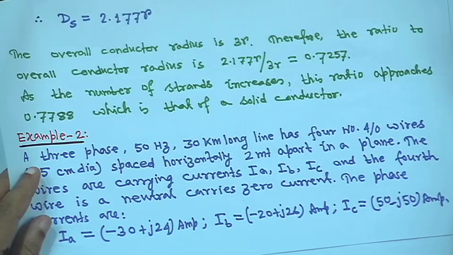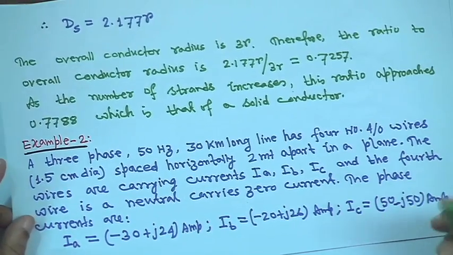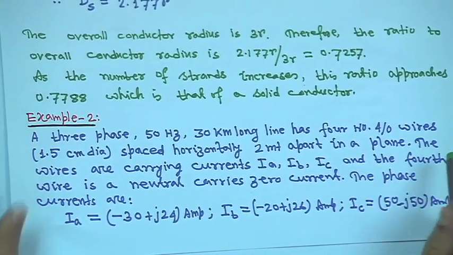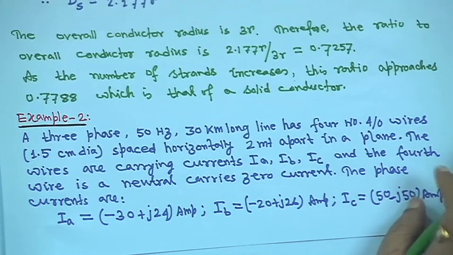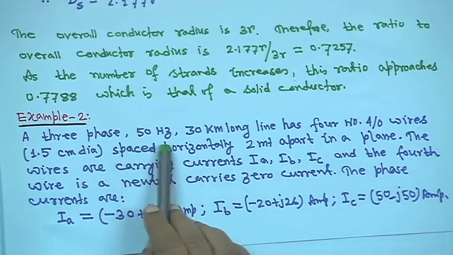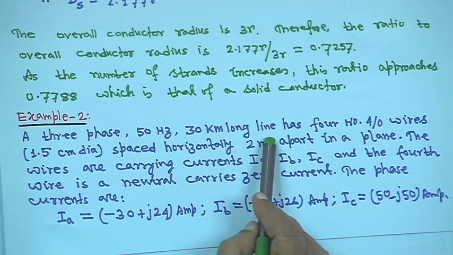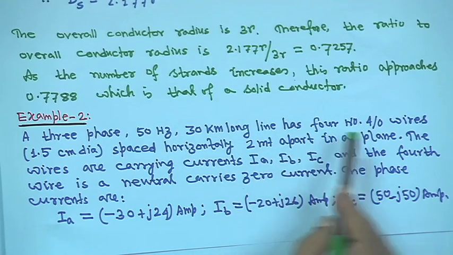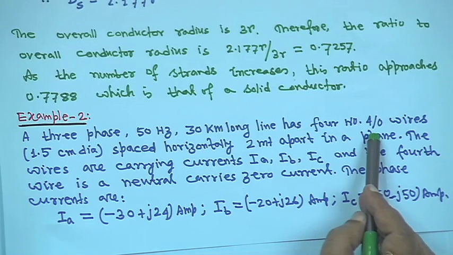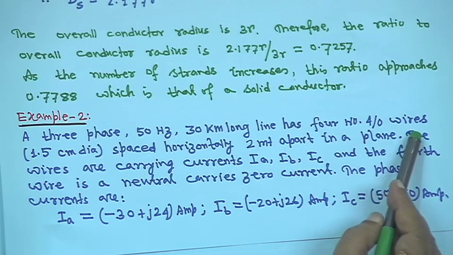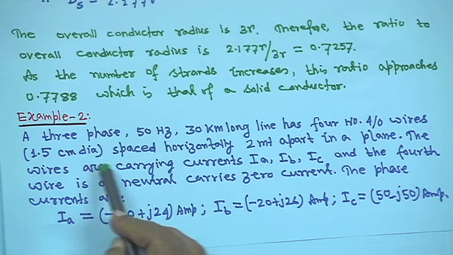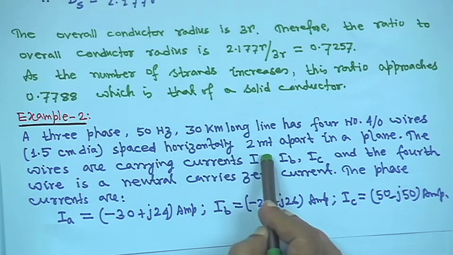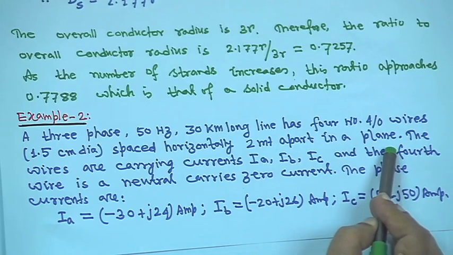Next is example 2. Now, first I am reading this problem, right, then we will give the diagram. So, a 3 phase 50 Hz 30 kilometer long line has 4 number 4 by 0, this is some kind of conductor specification, wires in bracket 1.5 centimeter diameter, spaced horizontally 2 meter apart in a plane.